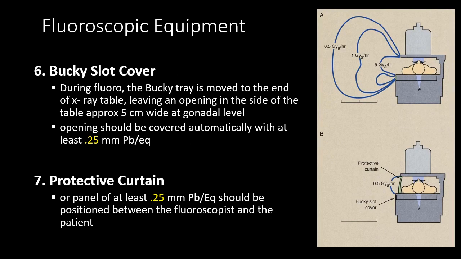The Bucky slot cover is something that during fluoroscopy, the Bucky tray is moved to the end of the X-ray table, leaving an opening in the side of the table that's approximately 5 millimeters wide at the gonadal level. This opening should be covered automatically with at least 0.25 millimeters lead equivalency. The protective curtain can be a panel of at least 0.25 millimeters lead equivalency, and it should be positioned between the fluoroscopist and the patient.